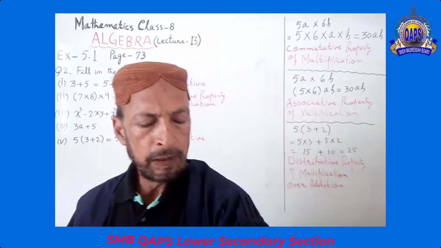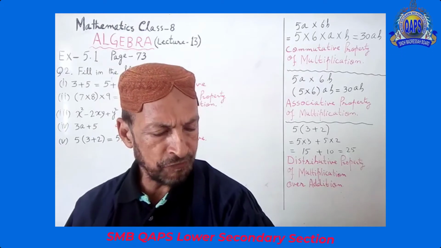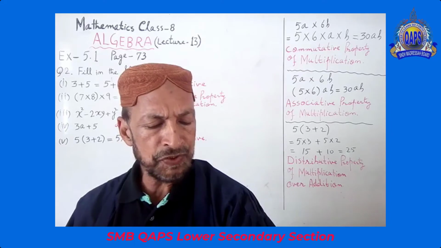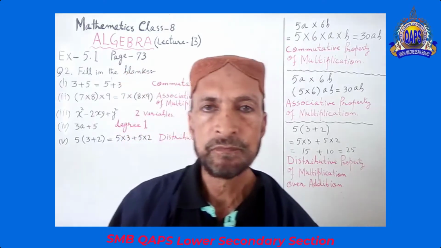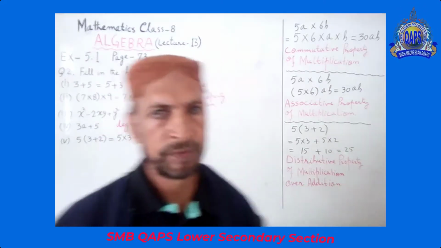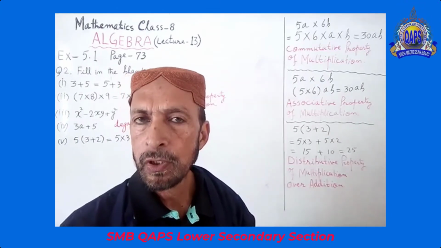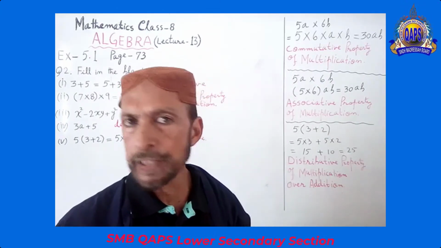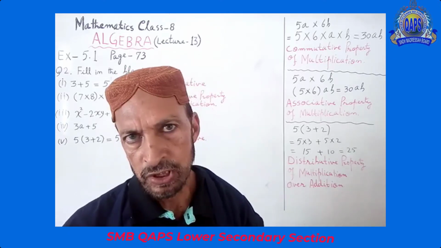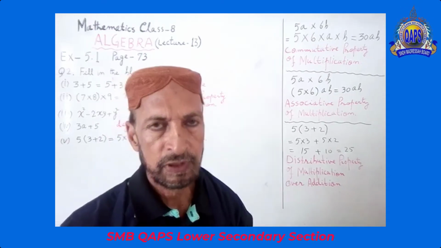Number 3. x square minus 2xy plus y square is a polynomial of dash variables. Students, I told you what are variables. Variables, all the English letters from A to Z, they are called variables.